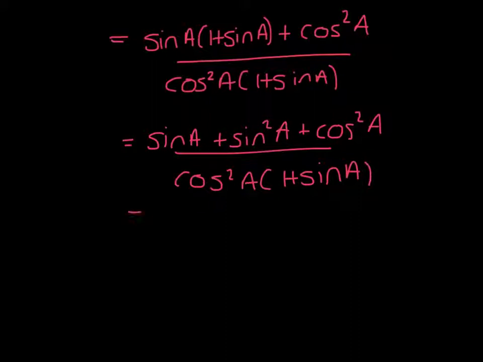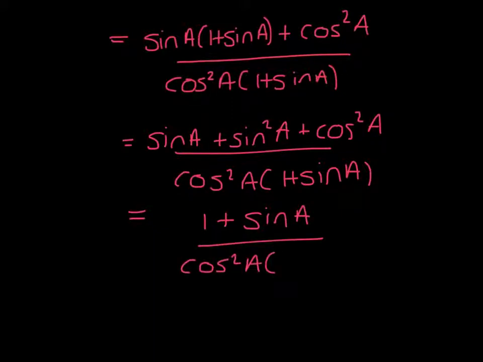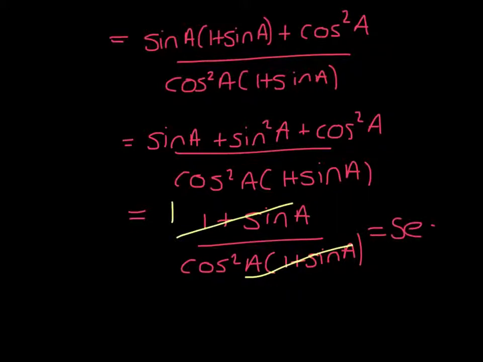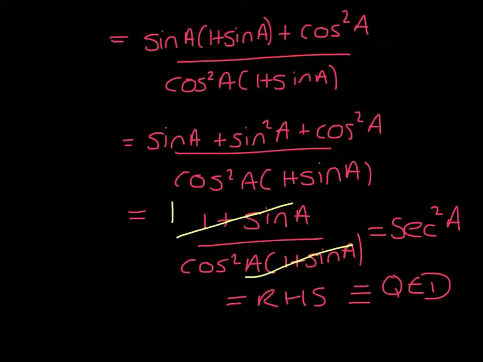Top line, sine squared A plus cos squared A is 1. So my top line becomes 1 plus sine A over cos squared A upon 1 plus sine A. And the 1 plus sine A on the top will cancel with the 1 plus sine A on the bottom. That leaves me with 1 over cos squared A, which is sec squared A. And that is the right-hand side of the equation.